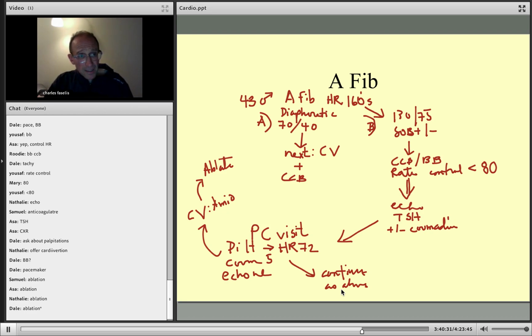So if this guy's not controlled well, I had a patient like that recently. Out of the blue, you get these runs of AFib, even though we had him on high doses of beta blockers and amiodarone. I say, okay, let's try to ablate him because he's not doing well. He's not stable. If he was stable, I wouldn't mind.